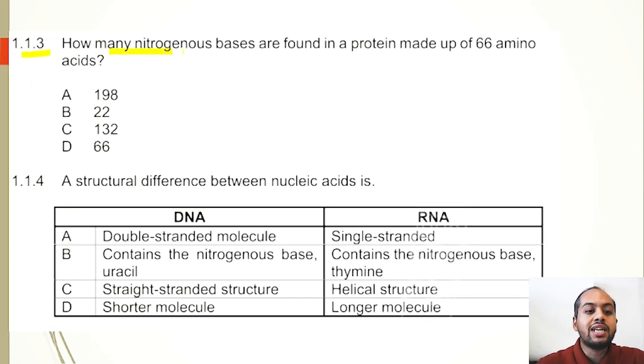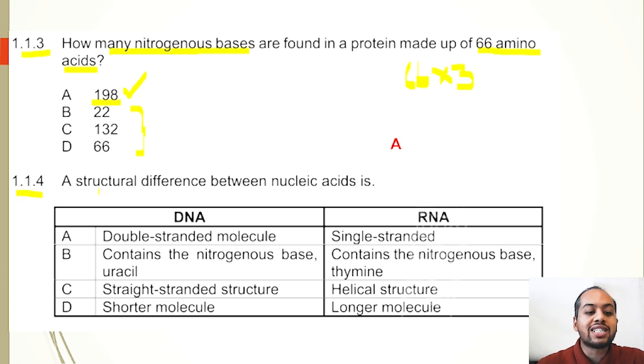1.1.3, how many nitrogenous bases are found in a protein made up of 66 amino acids? Remember that one amino acid is going to comprise 3 nitrogenous bases. If you are going to have 66 amino acids, you are going to multiply 66 amino acids by 3. You type it in the calculator, the answer will be 198. Therefore, A is the correct answer and the rest of them are all incorrect.